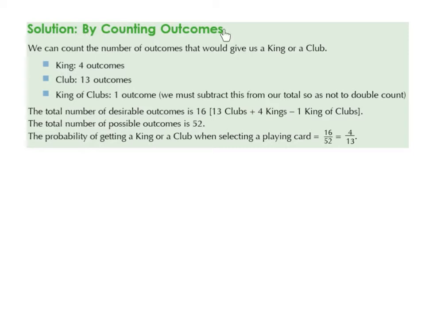And we can also work this out by counting outcomes. We can count the number of outcomes that would give us a king or a club. King, there are 4 outcomes. Club, there are 13 outcomes. And king of clubs, there's 1 outcome. We must subtract this from our total so as to not double count. So the total number of desirable outcomes is 16. So 13 clubs plus 4 kings minus 1 king of clubs. The total number of possible outcomes is 52. So the probability of getting a king or a club when selecting a playing card is 16 over 52, which is 4 over 13.